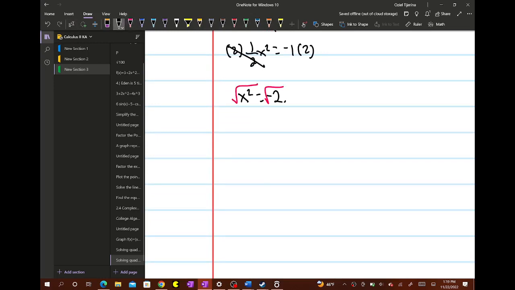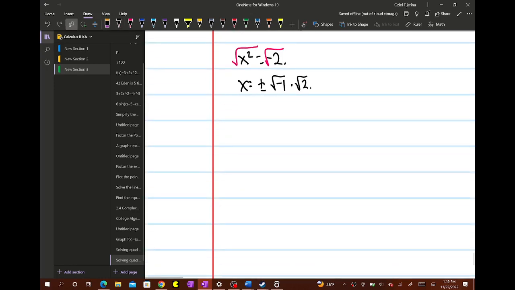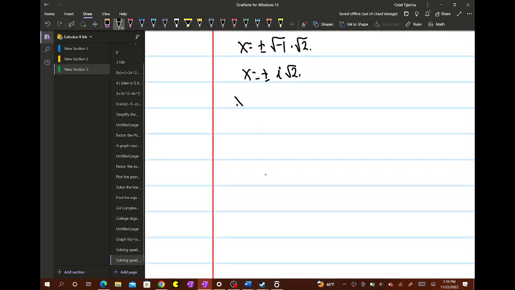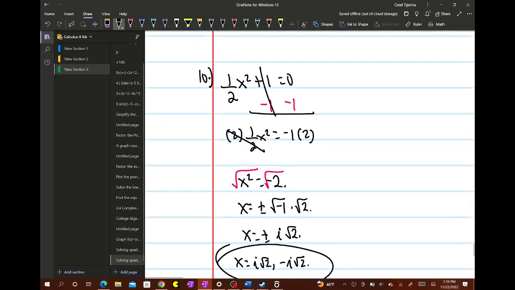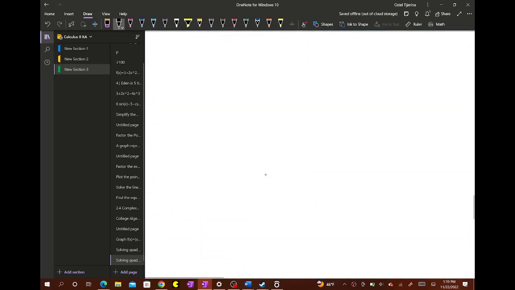And lastly, you're going to take the square root of both sides, right? So x equals plus or minus, and again, it's the square root of negative 1 times the square root of 2, so it'll be x equals plus or minus i square root of 2, and so x equals i square root 2, comma, negative i square root 2. Okay, guys, so that is how you solve quadratics by taking square roots.